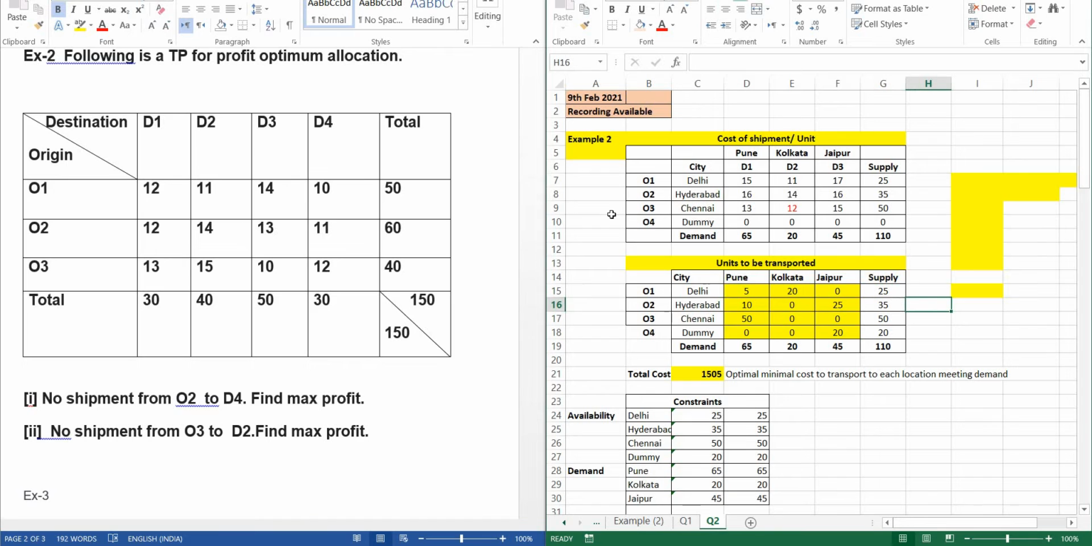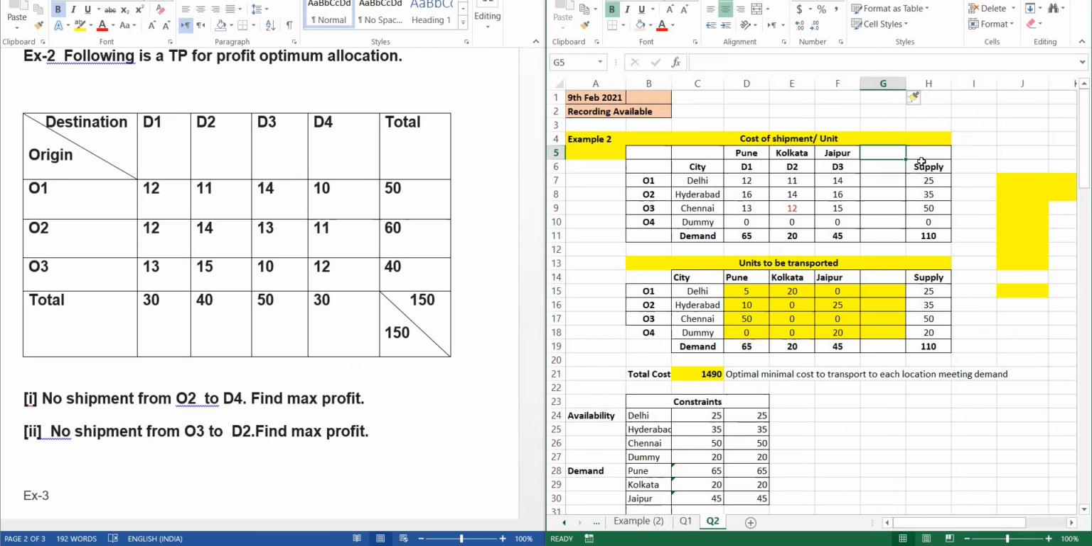Sir, D3. D3. How many units? 20. And penalty per unit is 12 rupees. So 12 into 20, 240. So add 240 to the value. Okay, sir. Is that clear? Yes, sir. Thank you. So do the second question now.